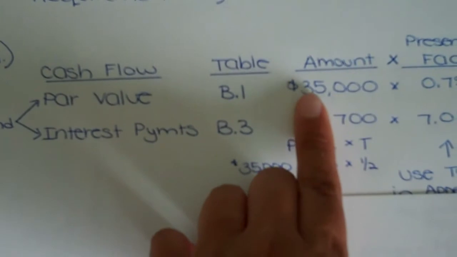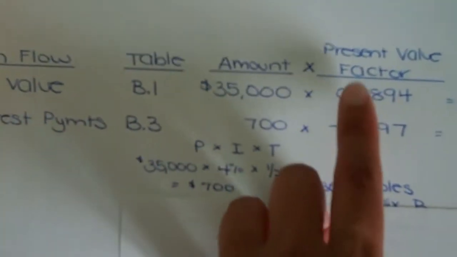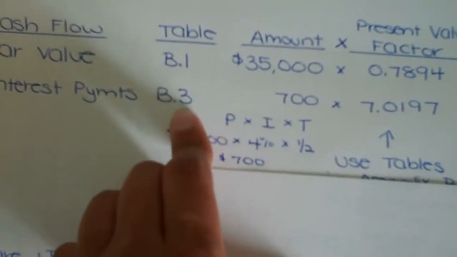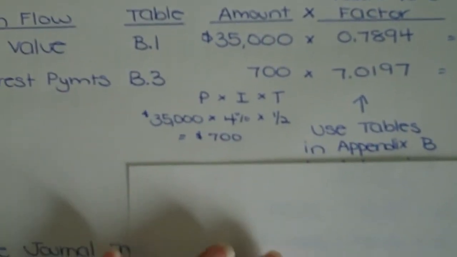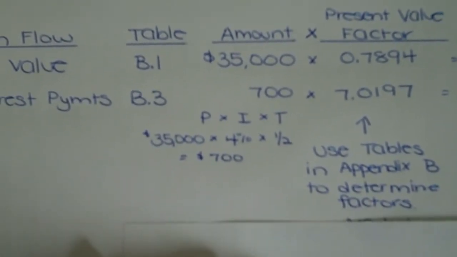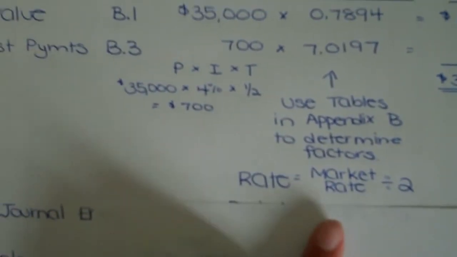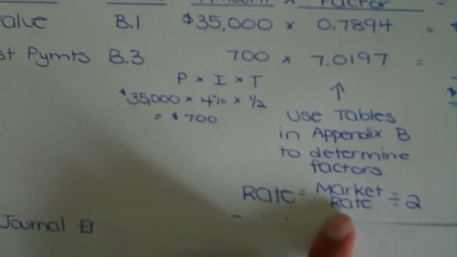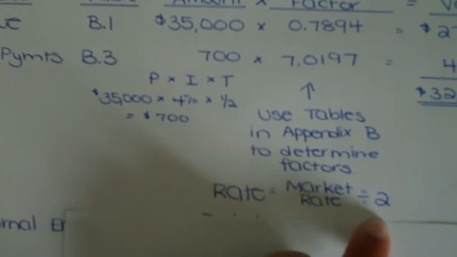So we've identified our amounts for the par value and the interest payment. Now we'll go ahead and look up the present value factors for those amounts given the tables we've already referenced. What you'll have to know when using the tables, use the tables that are found in Appendix B of your textbook to determine the present value factors. You'll see from these tables that you need to know the rate that is shown at the top. In order to calculate the rate, you'll take the market interest rate, not the contract, but the market interest rate, and you'll express it semi-annually by dividing by 2.